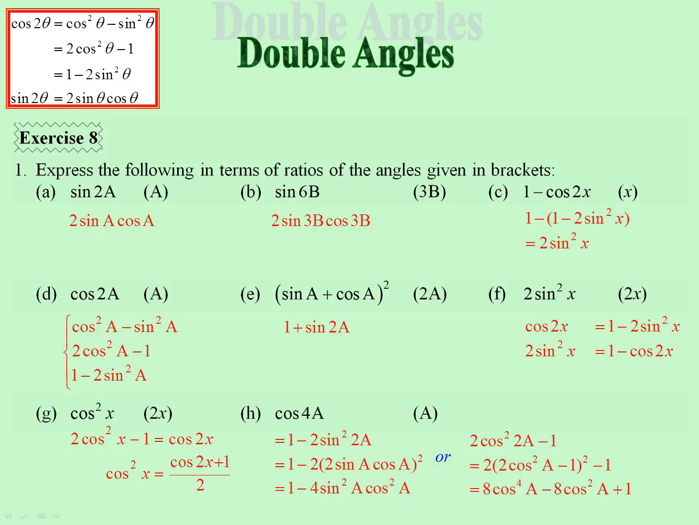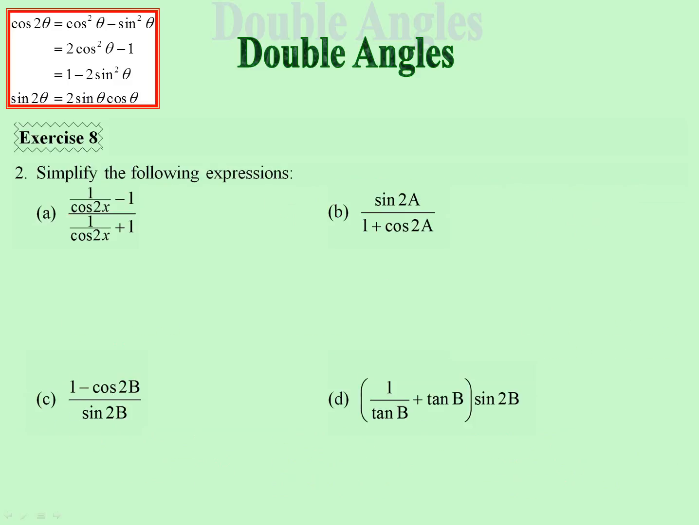Or, instead of using 1 minus 2 sine squared a, I could have used 2 cos squared 2a minus 1, and then done an expansion that way. Or dot, dot, dot. I mean, you could keep doing these for the next hour with the different variations on a theme. Right, let's have a look at some more simplification.